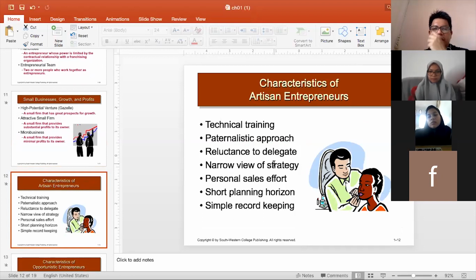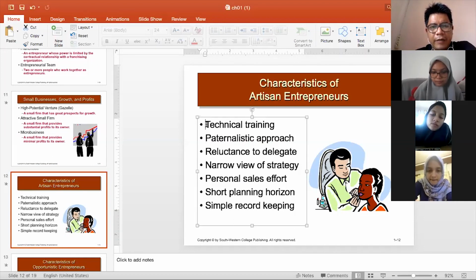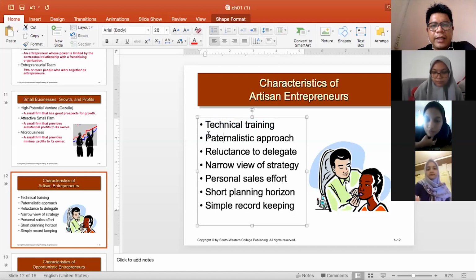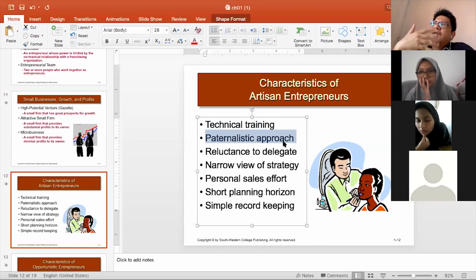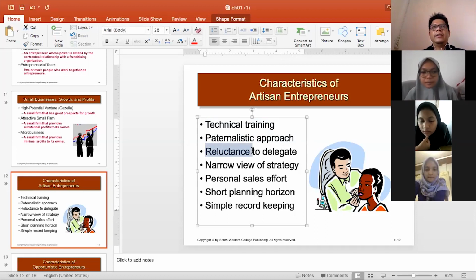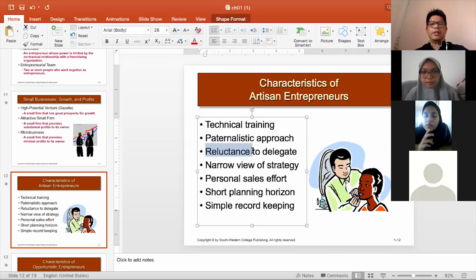Characteristics of artisan entrepreneurs. Technical training, paternalistic approach. Artisan means, how can I say that, not an expert, not really, but he has experience. He has technical skills. Paternalistic is a bit of wisdom, right? Reluctance to delegate. He is worried about giving authority to another person. He worries about giving an opportunity to another person to achieve his goals.